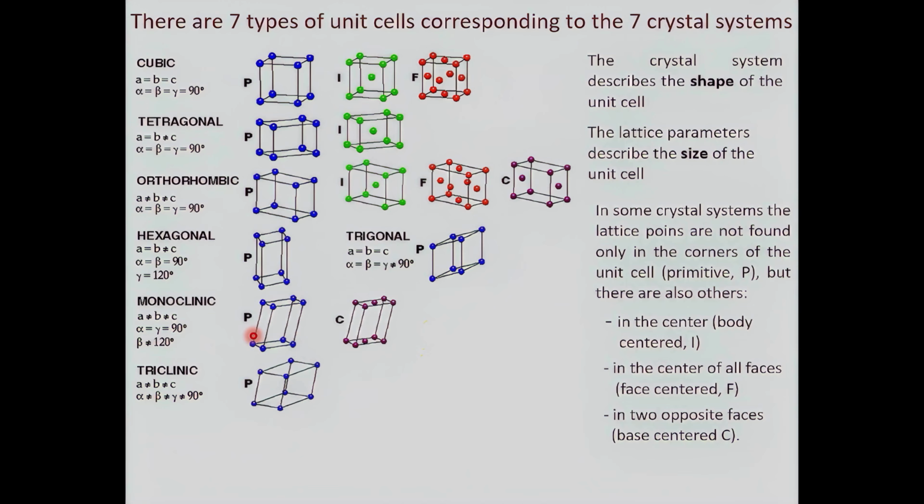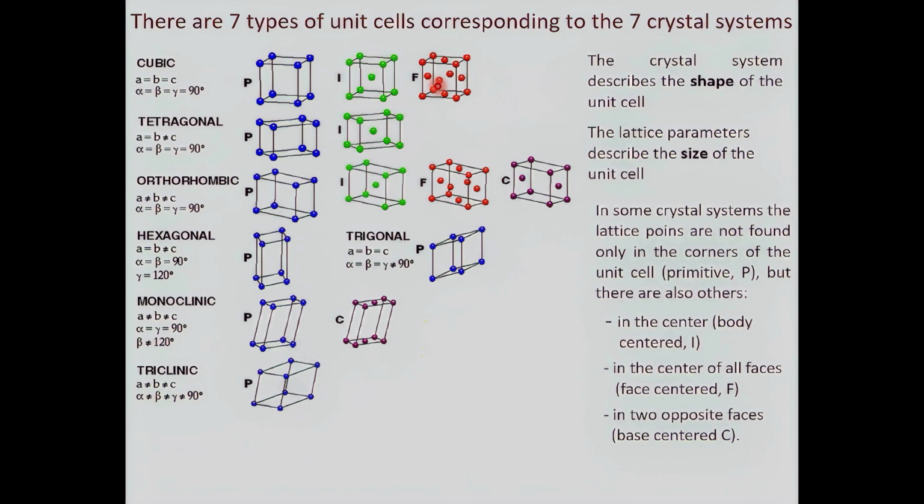But we can have different cells for not all the crystal systems, but for some of them. For example, for cubic, tetragonal, and orthorhombic, we can have also I cells or F cells, or for monoclinic C cells. What are they? They are called body-centered, face-centered, and C-centered. This means that in this case, in addition to the lattice point at the corner, you have one more lattice point inside at the center of your parallelepiped.